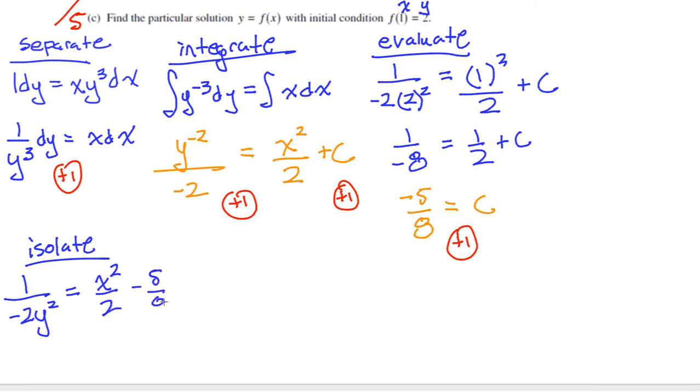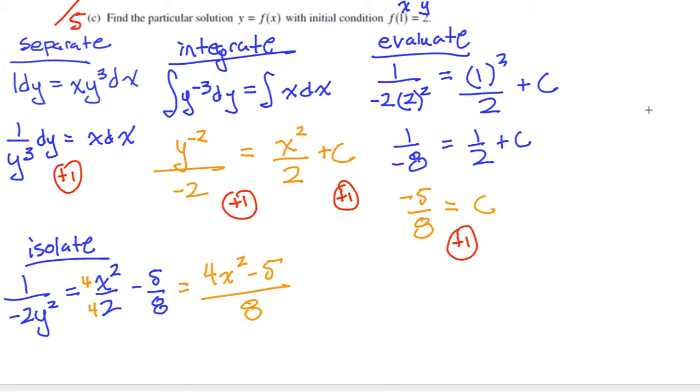Minus 5/8. And then I need to isolate. So I want to take the reciprocal of both sides, but I can't take the reciprocal of this entire side until I make it one fraction. So I'm going to make it one fraction by multiplying the top and bottom here by 4 and by 4. So now this new fraction is going to become 4x squared minus 5, all of that over 8. Now it's one fraction. I can take the reciprocal of both sides.